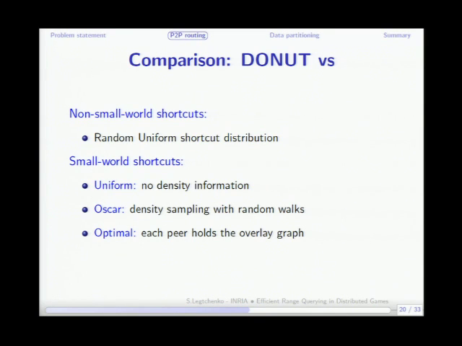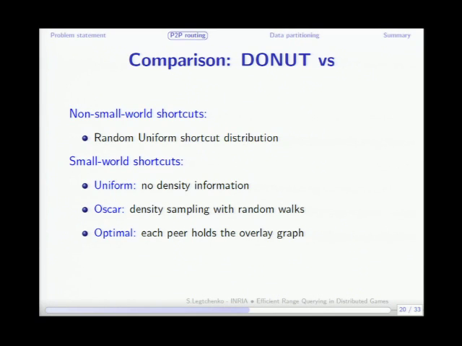The small world shortcut rewiring mechanisms. First, a mechanism that enables to log partition the space, but without taking into account the density distribution. So we create log partitions by assuming that the distribution is uniform.